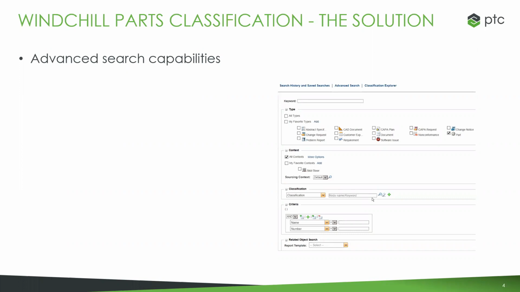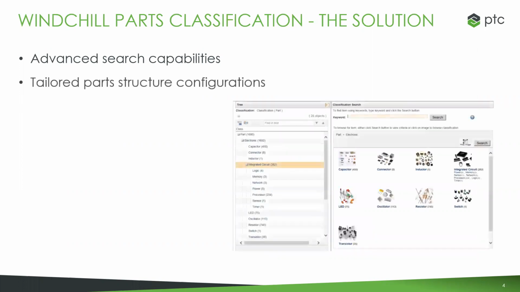That's really the idea here. Now, within this Classification Explorer, you're also able to tailor part structure configurations. So if you take the picture on the right here, for example, in your browser, you could choose between, let's say, electronic and mechanical components. And then within, let's say, the electronic category, you'll have all of your different electronic components.